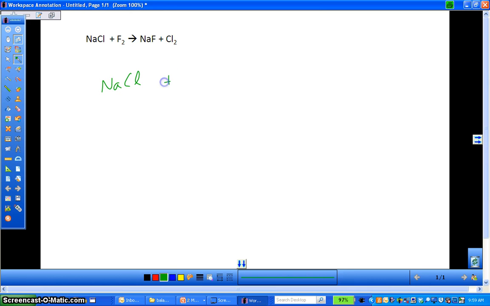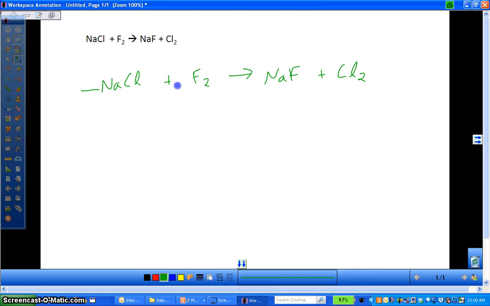NaCl plus F2 makes NaF plus Cl2. Now I draw my placeholders which go in front of each of the things. Do you see this is NaCl plus F2? That's two different things. Here's NaF plus Cl2, two different things, and nothing in between.